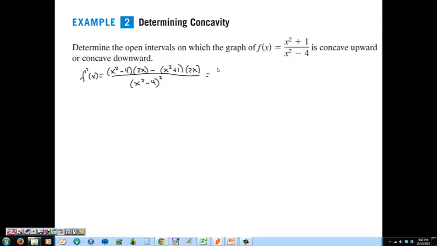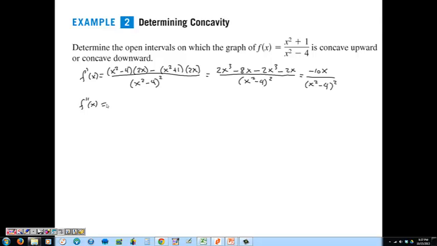Simplifying this, I get 2x cubed minus 8x minus 2x cubed minus 2x, all that over. Okay, combining like terms, the 2x cubed and negative 2x cubed cancel, and then that's my first derivative. Now I get to do it again.